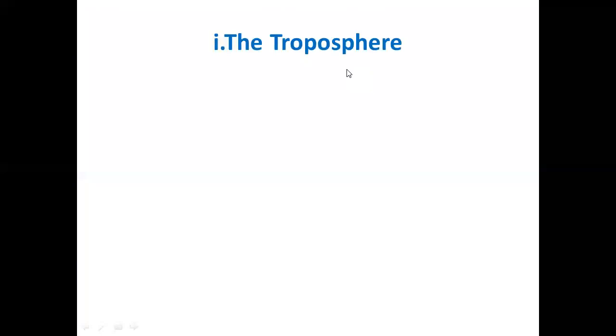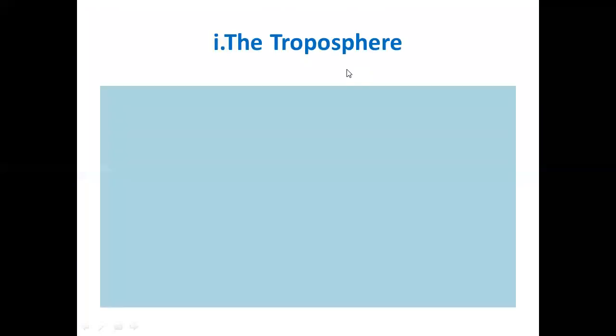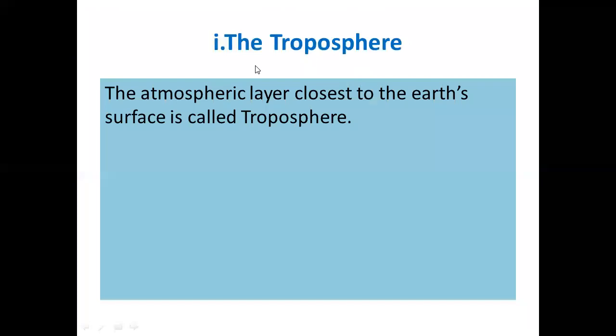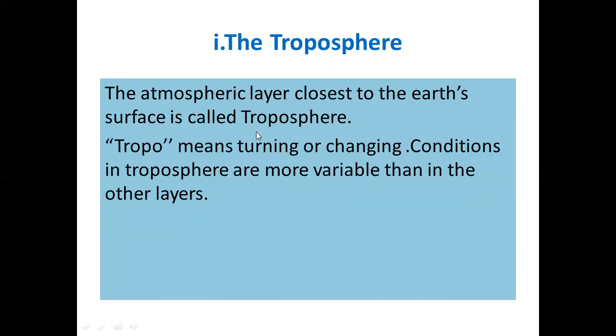The first layer, which is closest to the earth, is the troposphere. That atmospheric layer closest to the earth's surface is called troposphere. Tropo means turning or changing. So it means that the conditions in troposphere are more variable. More variable means more changes than in the other layers. In the other layers, no greater changes take place, but the changes, especially in weather and in seasons, take place in the troposphere.